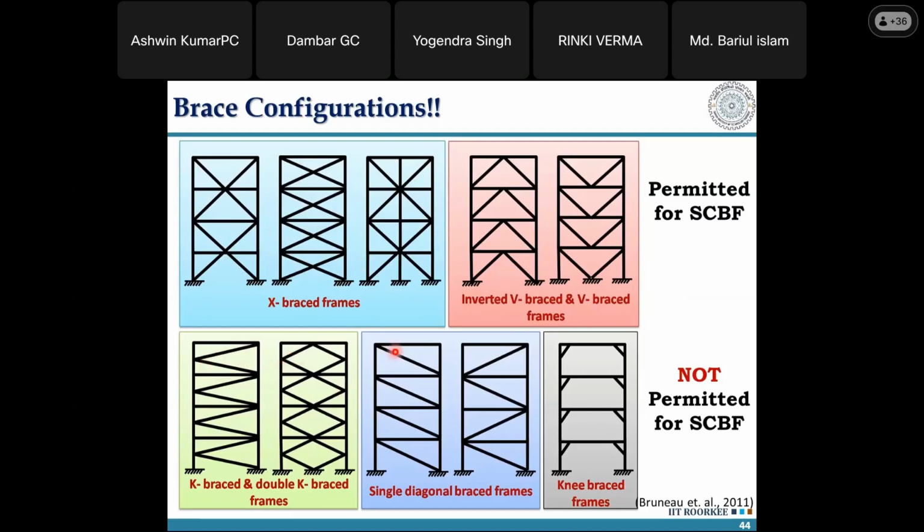Same explanation is here. A single brace is not going to work, right? It may, if it is from right to left, it works. If the earthquake comes from left to right, this will undergo buckling. So buckling load is not enough, and your beam columns will be strained too much in terms of taking the lateral force, and it may collapse. So that is why this kind of configuration is not allowed.